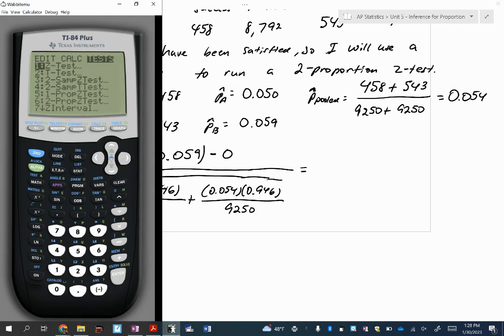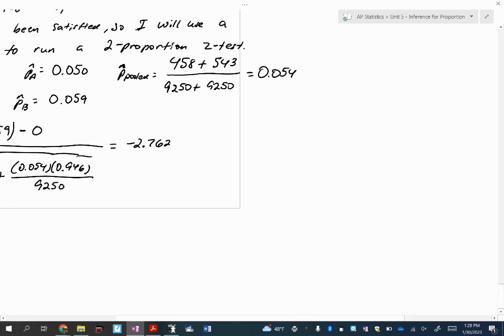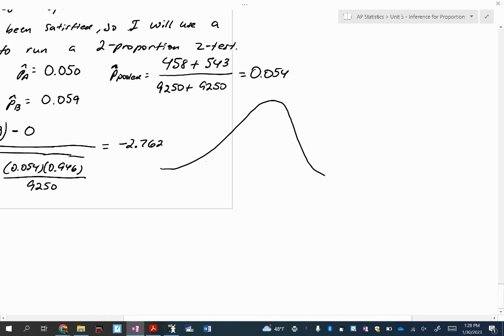All right, here we go. Stat, let's run our test. This is a two proportion z-test, which is number 6. So I've got my first one, which is 458 out of 9,250. And then my second one is 543 out of 9,250. And I'm trying to prove that group A, or the first group, is less than group B. So that's the symbol that I had before. And hit calculate. And my z-score is negative 2.762.